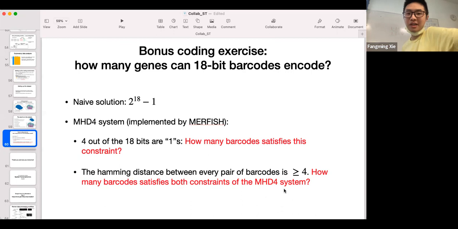I think one straightforward way of doing it, if you're good at coding, is to try it. You can generate random barcodes and test if they satisfy these two things, and see how many of them are compatible in the end. It's actually not a trivial number, I think. Actually far from random. Okay, that's for the bonus point.